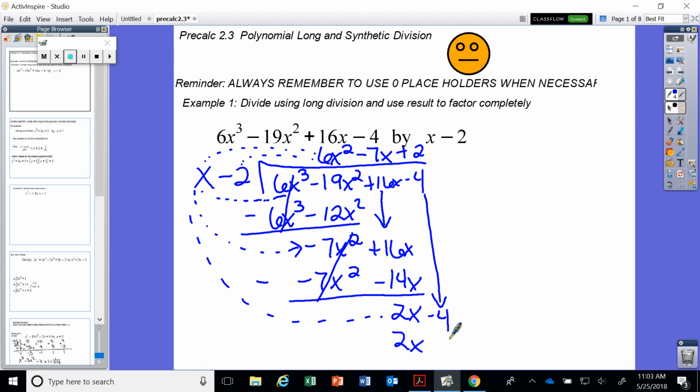And 2 times negative 2 is a negative 4. So we will subtract here, and as we can see, everything cancels, so we do not have a remainder here. All right, so what does this actually tell us?